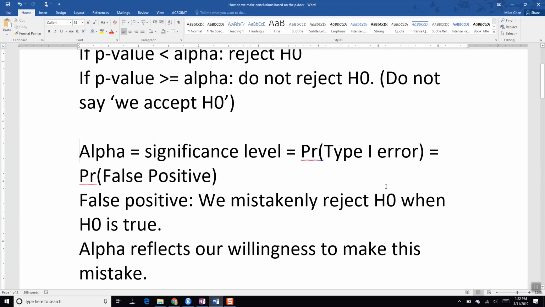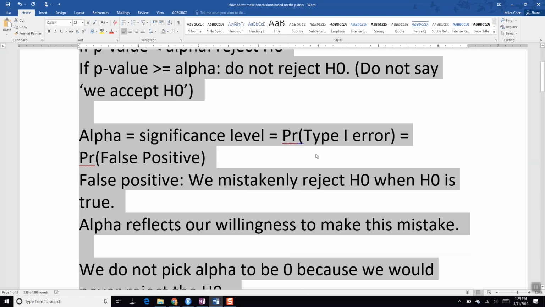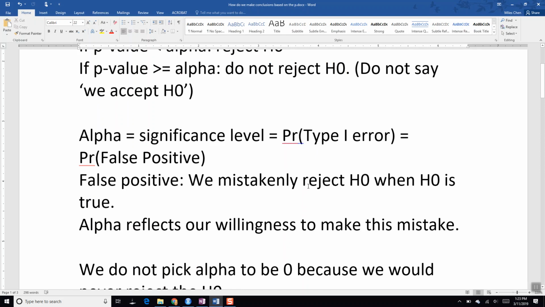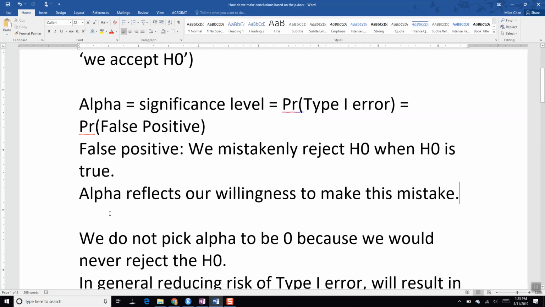Alpha is the significance level, which is equal to the probability of making a type 1 error, which is equal to the probability of a false positive. A false positive means we mistakenly reject the null hypothesis when the null hypothesis is true. So the level of alpha reflects our willingness to make this mistake. When we choose alpha equal to 0.05, it says I'm willing to make a type 1 error 5% of the time, which means, so that says something, right?